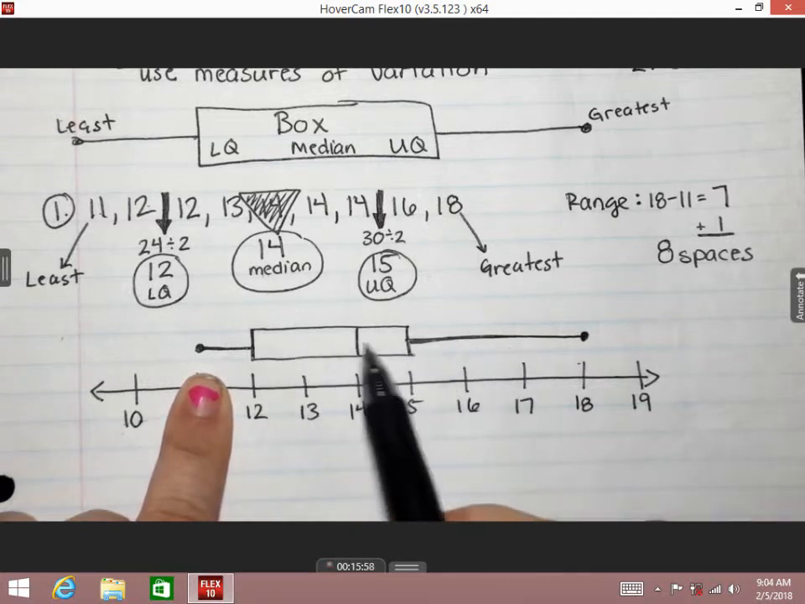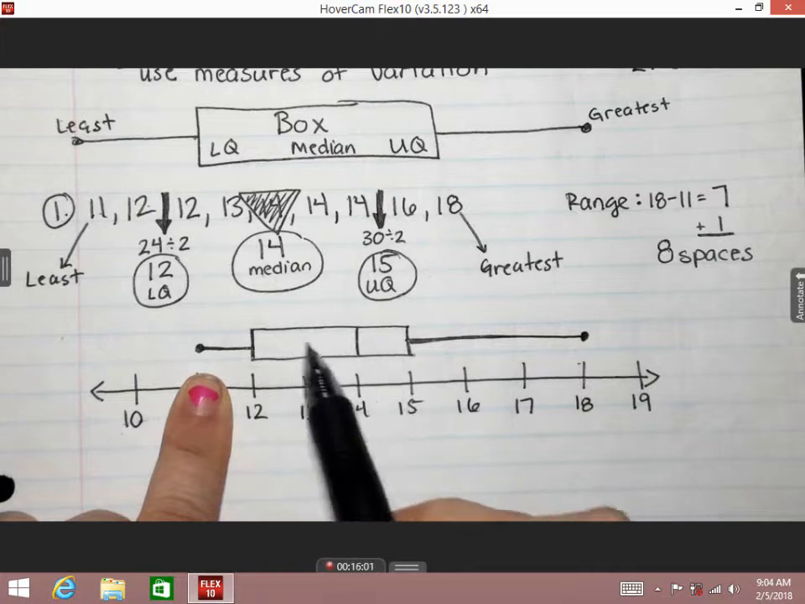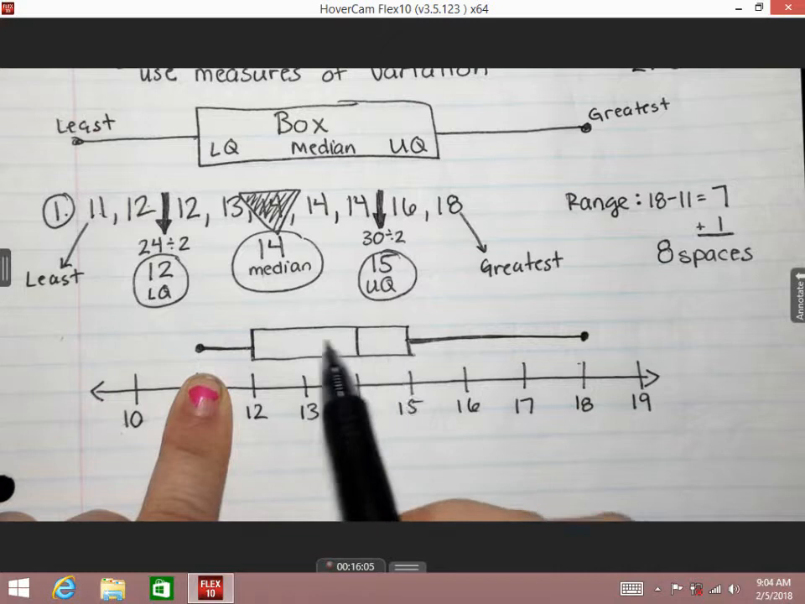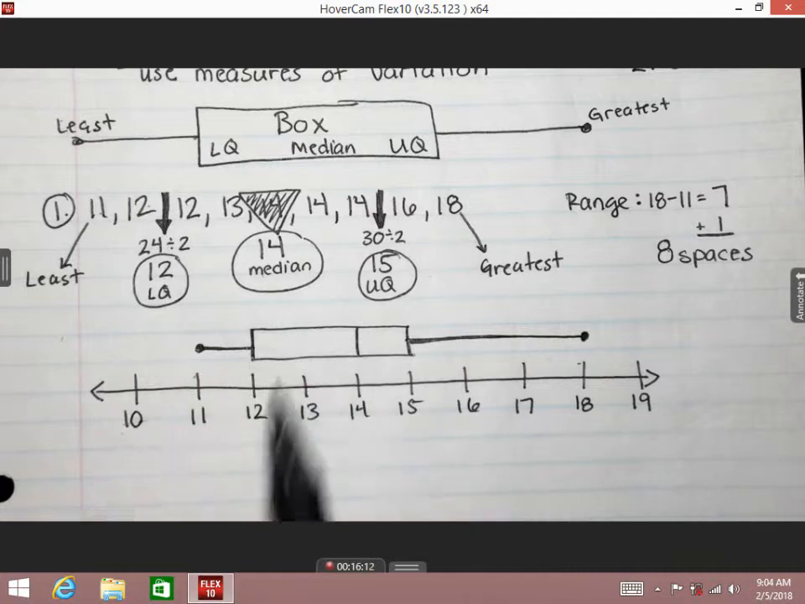So how much is in the entire box, both parts of the box? How much is that going to be? What percentage is in the box, Faith? 50%. If I put the big box and the little box together, that's 50%.